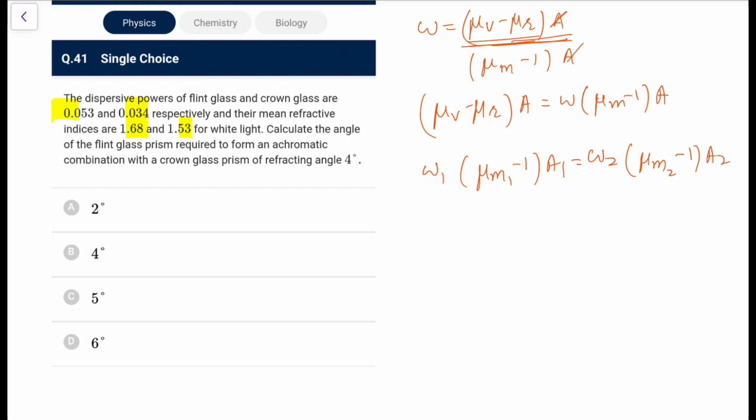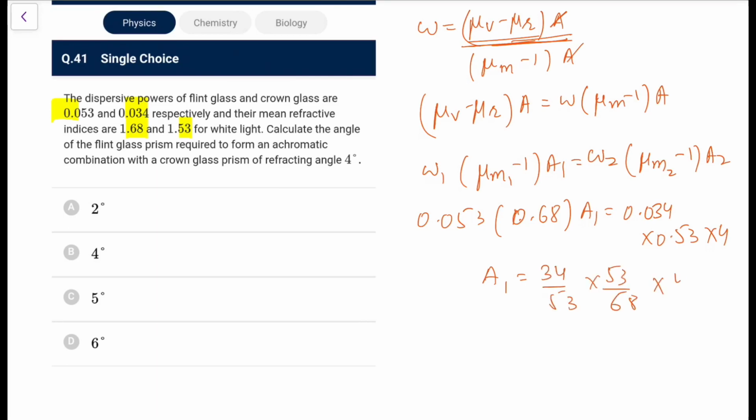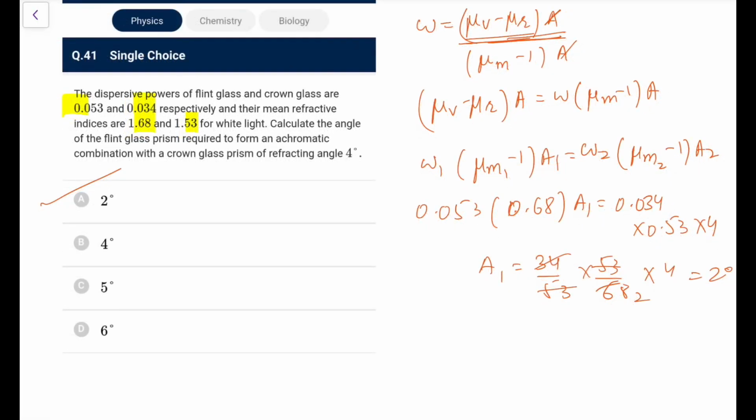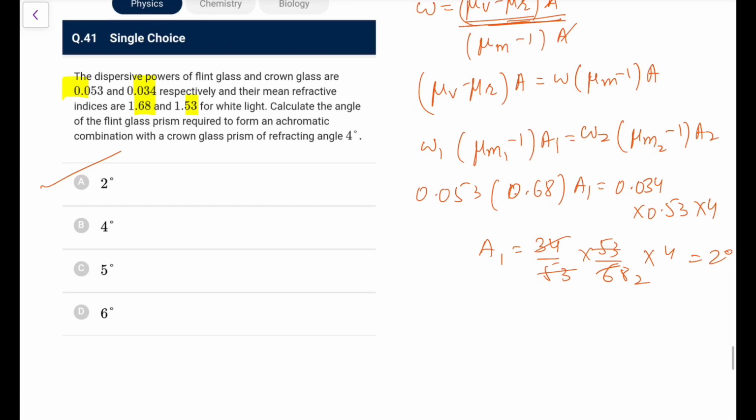Okay, so you have to find the angle of the flint glass. First, let's say flint is 0.053 into (1.68 minus 1), that is 0.68 into A_1. I need to calculate. This is 0.034, this comes out to be 0.53. So A_1 comes out as 34 by 53 into 53 by 68. So the data is very simple, and this comes out as 2 degree. If you are thorough with this concept, generally people don't remember such things, but if you remember, you can. So as per me, the answer should be 2 degree. They have given 5. I don't agree. Might be I went wrong, but I feel it should be 2 degree.